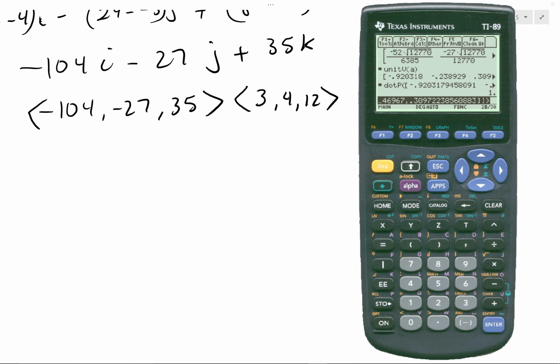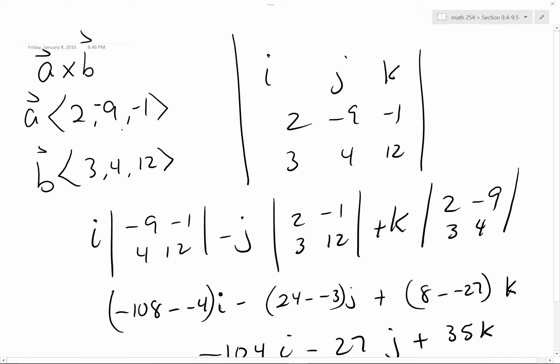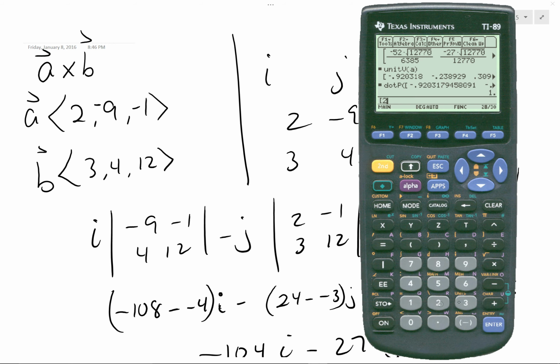Now, some of you might have noticed while I was in there also that there is a cross product. And yes, I would like you to be able to check your math and see if it looks reasonable. So, actually before I do, I'm going to type in a third vector. It's this 2, negative 9, negative 1 business. So 2, comma, negative 9, comma, negative 1.